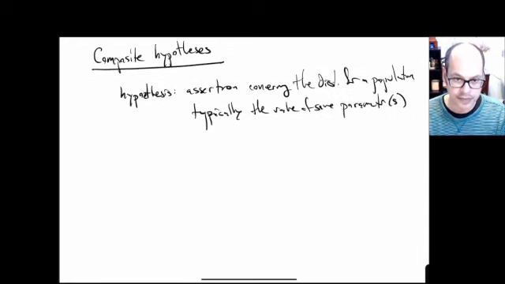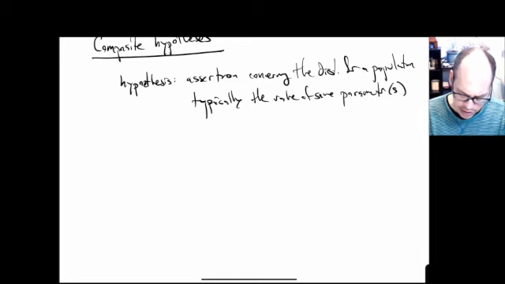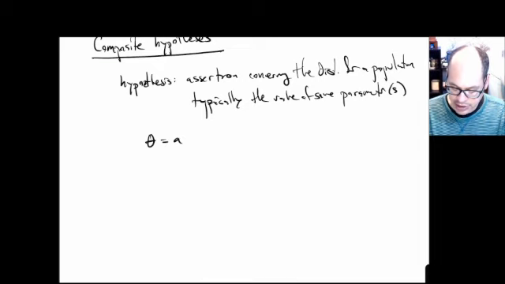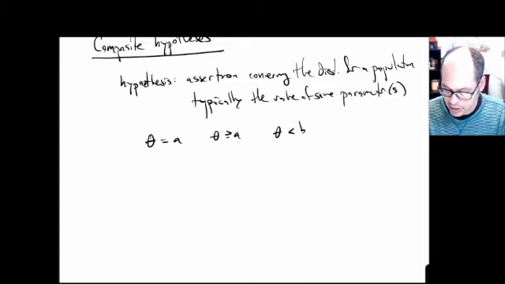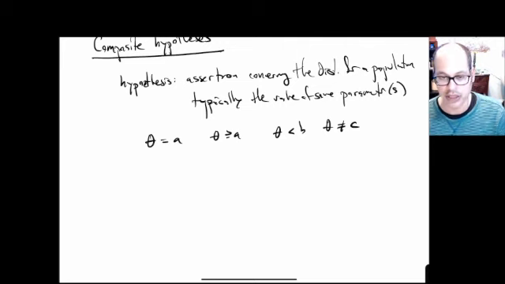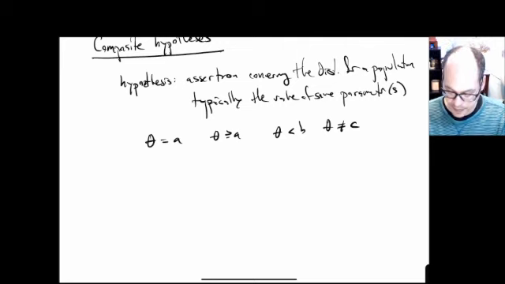Let's just say often it might be something of the form: this parameter has a certain value, or maybe this parameter is greater or equal to some value, or maybe it's less than some value, or maybe that it's not equal to some value. These are typical kinds of tests that we might look at.